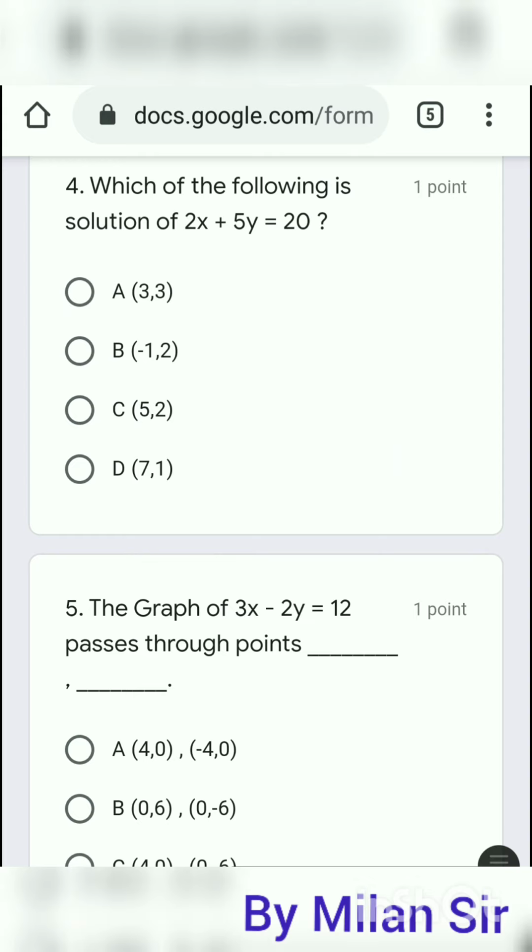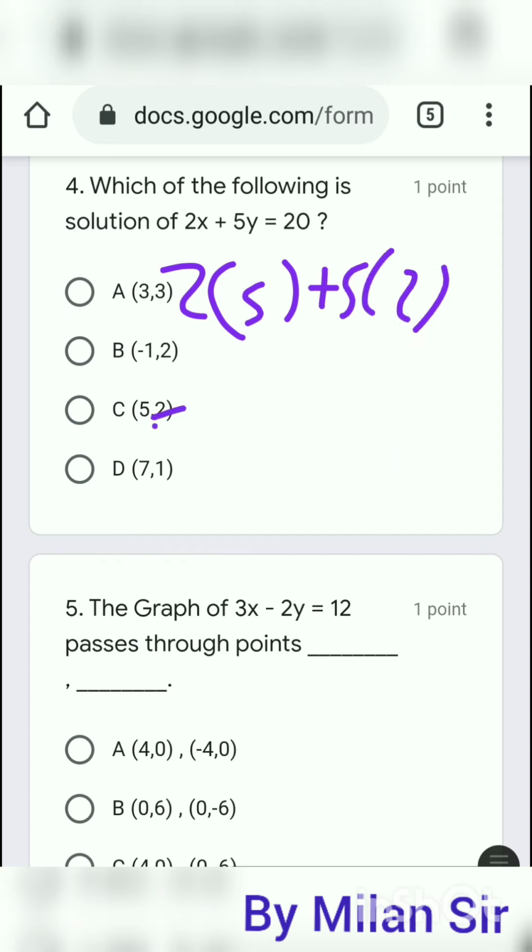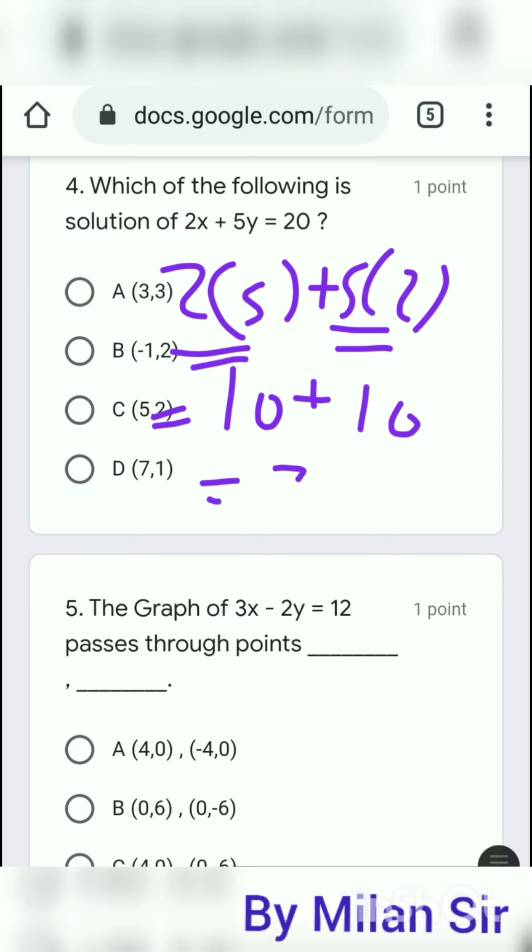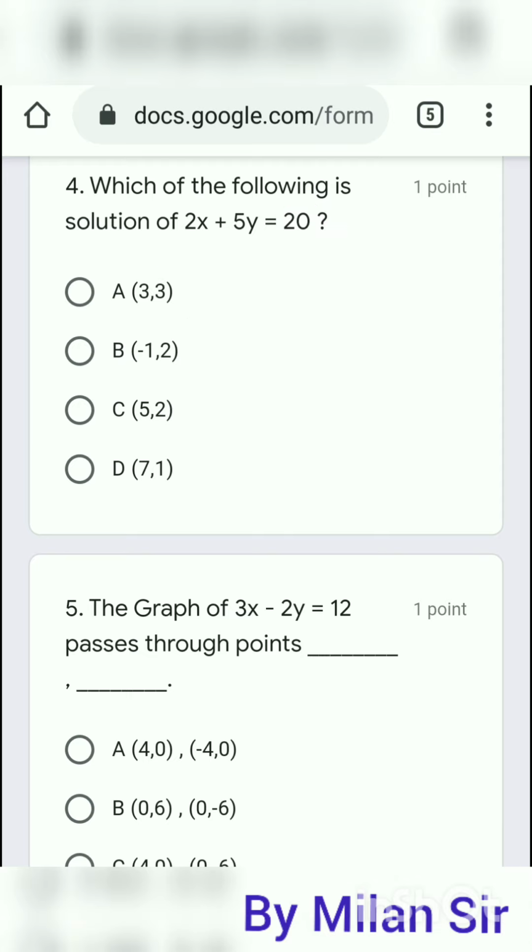Similarly put 5 and 2, so in place of x we put 5, and in place of y we put 2. Now 2 fives are 10, and 5 twos are 10. 10 plus 10 is 20, and here we have 20. So this is the correct answer, because all the points on the line always satisfy the equation of the line. So 5 2 is the correct answer. This is the solution of this equation.